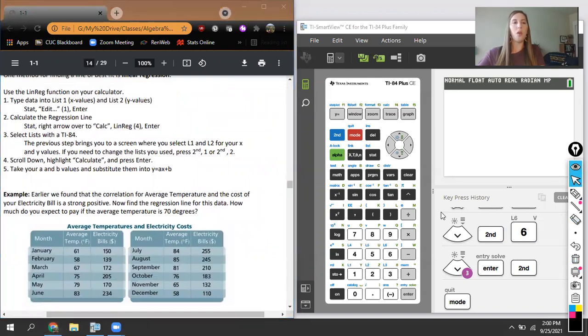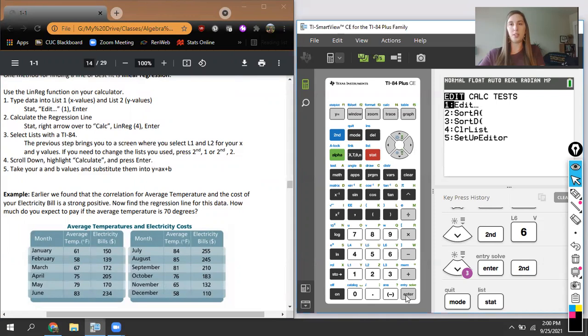All right, so first things first, we have to type in this data into our calculator. And so where we're going to do that is under the stat button. So it says type data into list 1, which are going to be your X values, and list 2 for your Y values. And so the stat button next to your arrows, hit stat, and then you're going to be hitting edit. You can either hit the number 1 or you can hit enter.